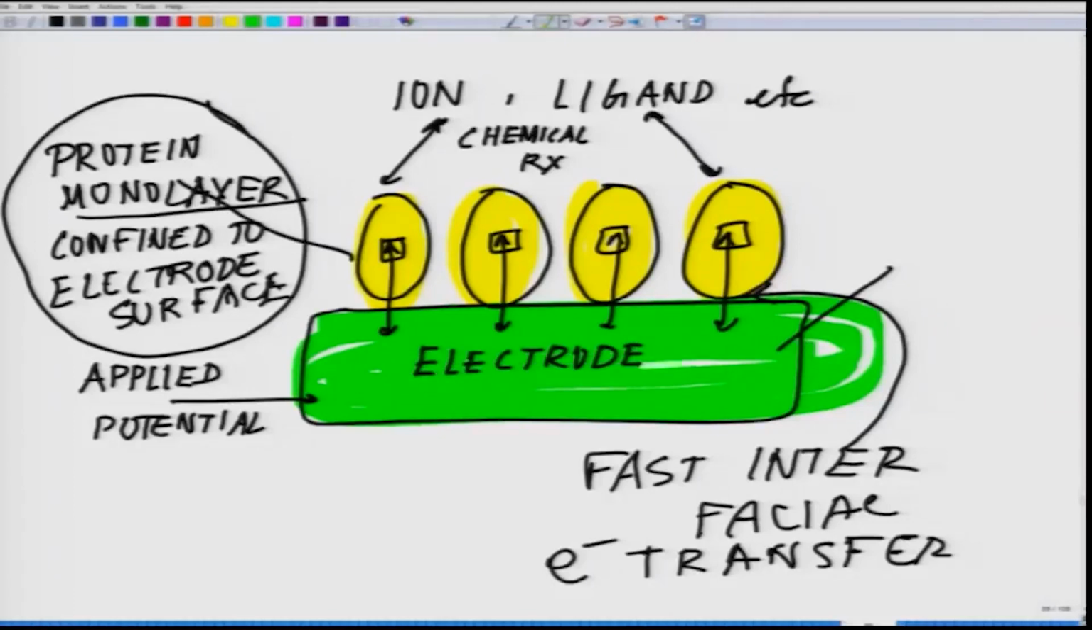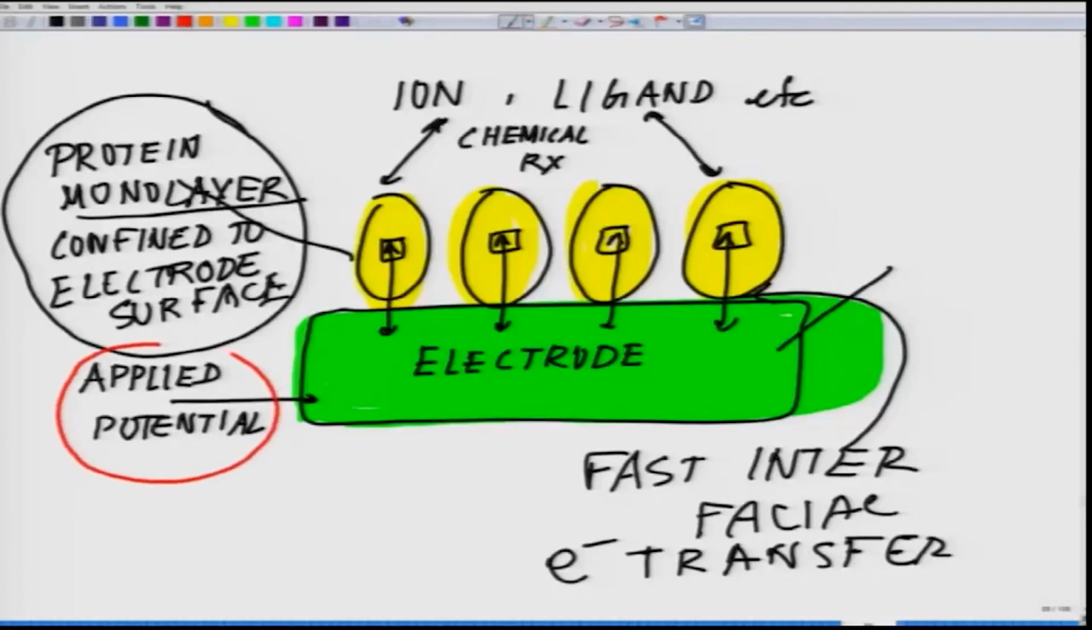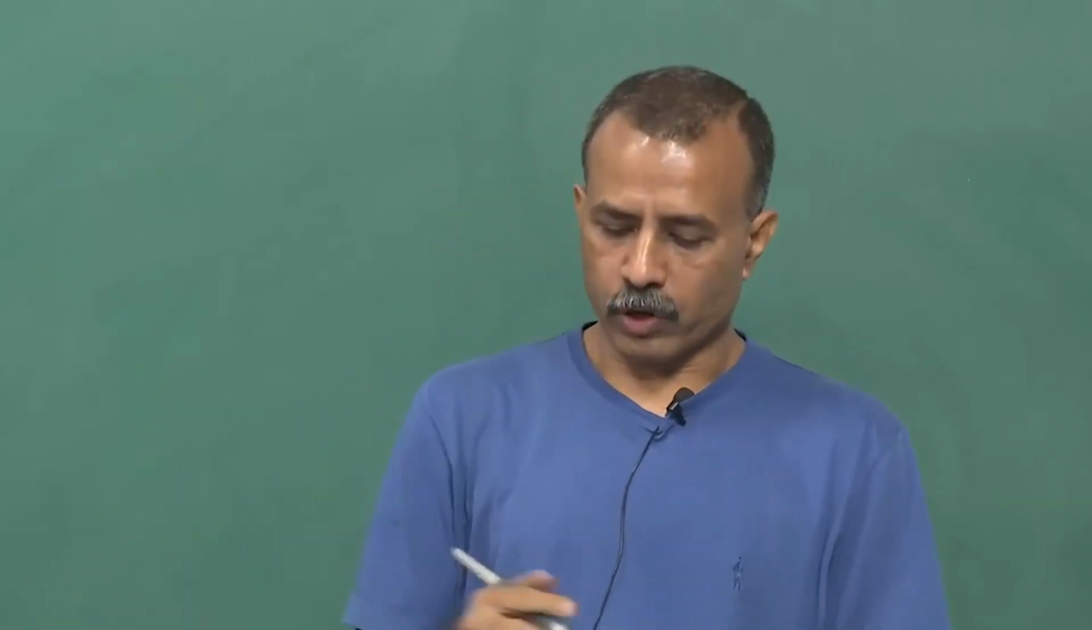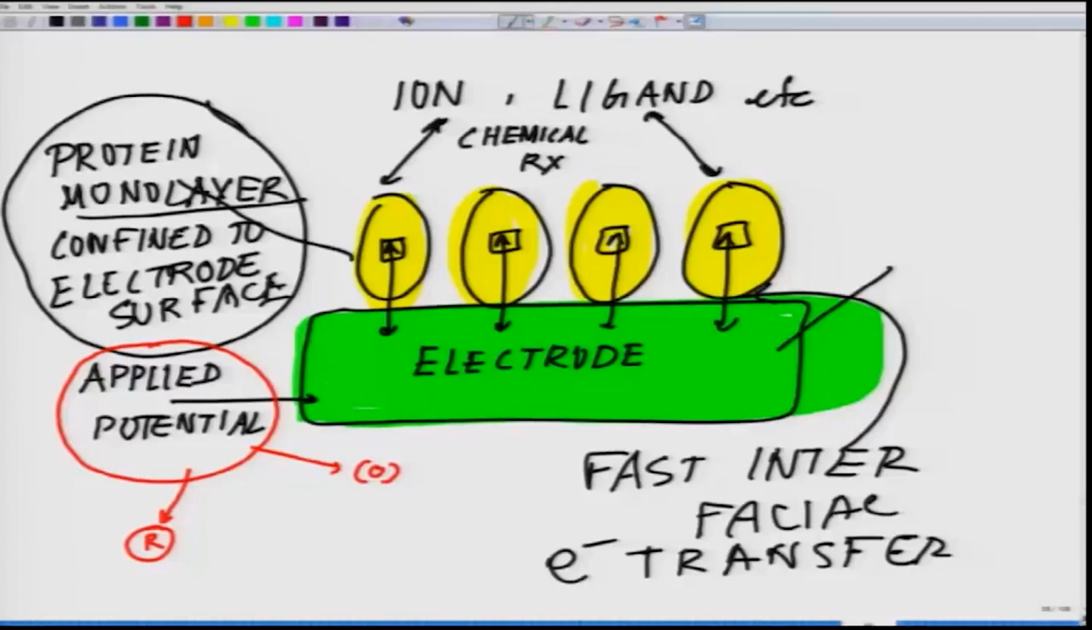Now, you have access. You can do two things here. You can apply a potential, and either you can oxidize the protein or you can reduce the protein, because you can flood it with excess electrons if it is an electron acceptor, or you can make a deficit of it, because you can change the polarity. So, think of it for a minute.